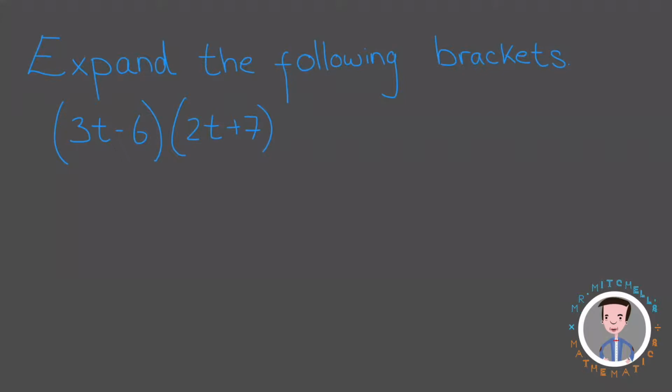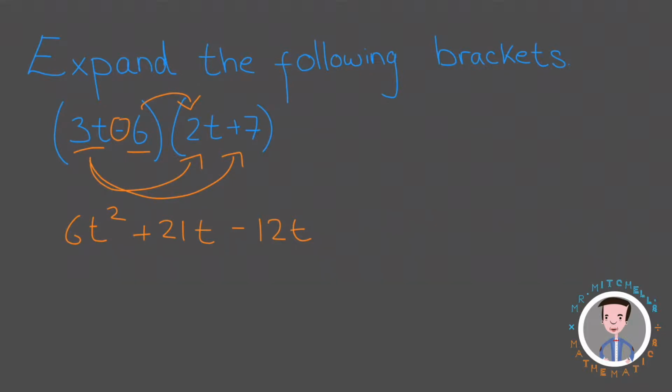The first thing we need to do is times everything in the second bracket by 3t. So 3t times 2t is 6t squared. 3t times 7 is positive 21t. Now we need to times everything in the second bracket by 6. Well, by minus 6, sorry, that's very important. So we do minus 6 times 2t is minus 12t. And now minus 6 times 7 is minus 42.